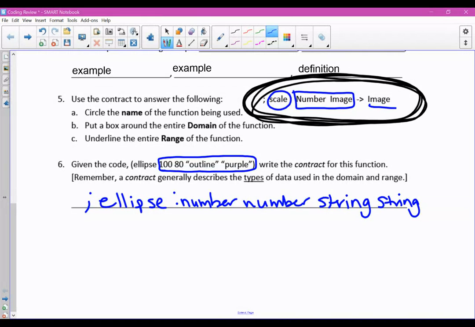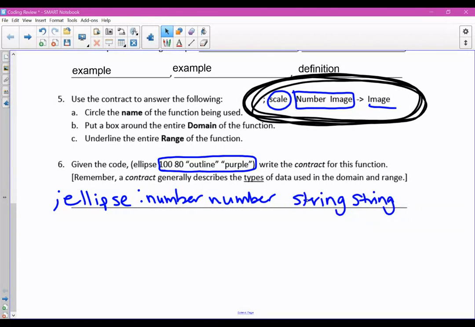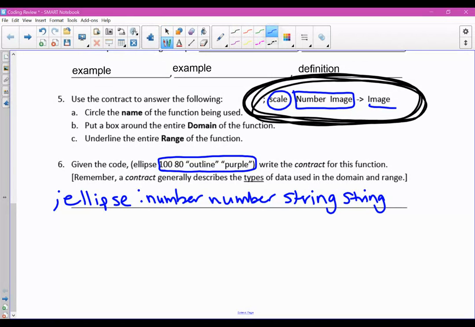Okay. After our domain comes our range. And in order to figure out what the range is, we have to understand what this function is doing. Now, an ellipse is a fancy oval. So this is creating a shape. And the only thing we have to describe shapes is an image. All right, so there's our contract. All right, so hopefully you have all of this written down. If not, pause the video here, make sure everything's down before you move on to number 7.